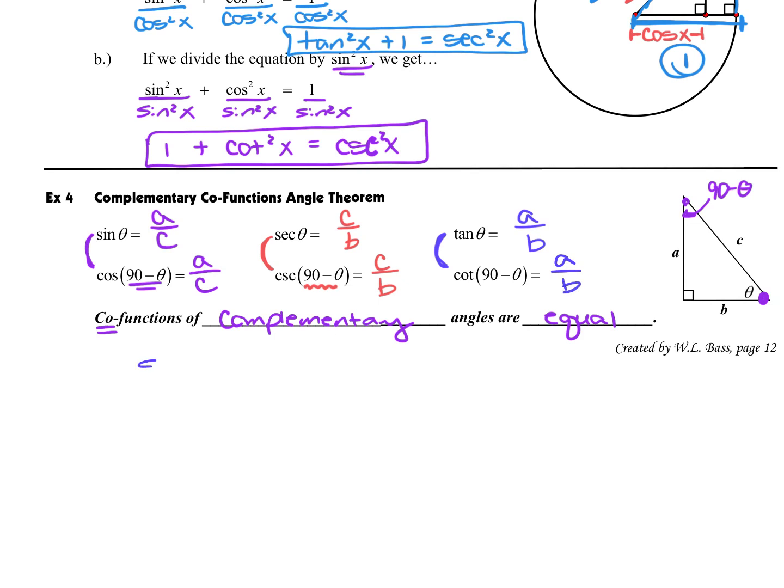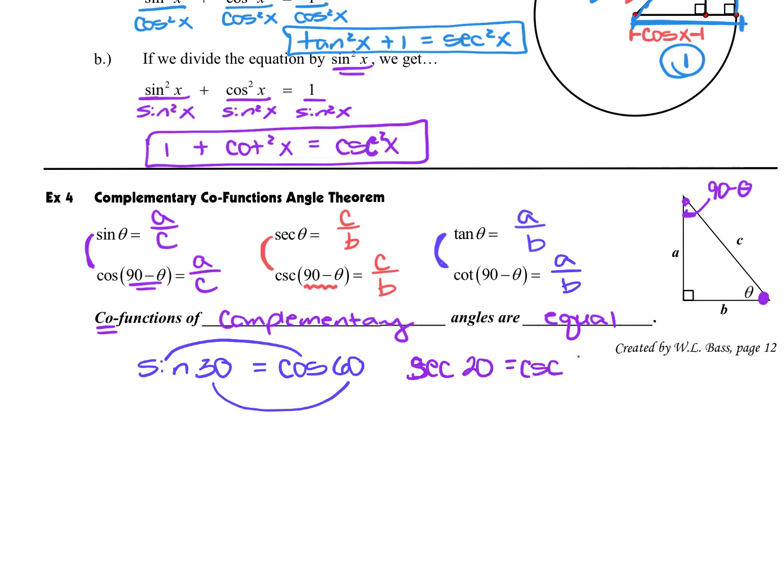That means that the sine of 30 degrees is going to equal the cosine of 60 degrees because these angles are complementary and these functions are co-functions. The secant, I meant to say there, the secant of, let's say, 20 degrees is going to equal the cosecant of 70 degrees because these are complementary, these are co-functions.